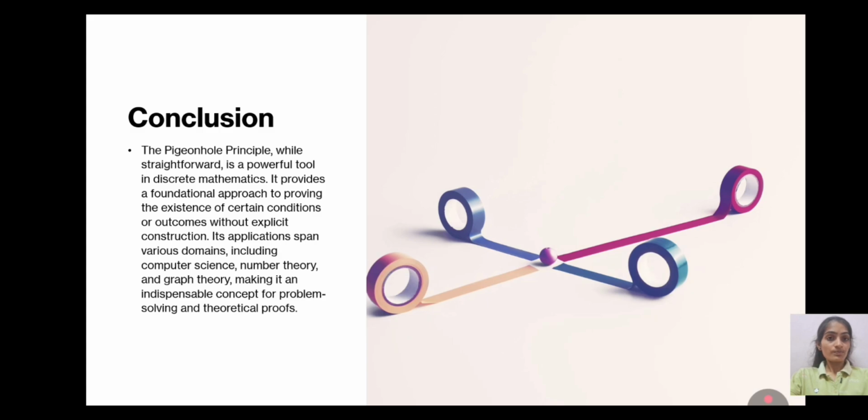Next, conclusion. The pigeonhole principle, while straightforward, is a powerful tool in discrete mathematics. It provides a fundamental approach to proving the existence of certain conditions or outcomes without explicit construction. Its applications span various domains including computer science, number theory, and graph theory, making it an indispensable concept for problem solving and theoretical proofs. Thank you.